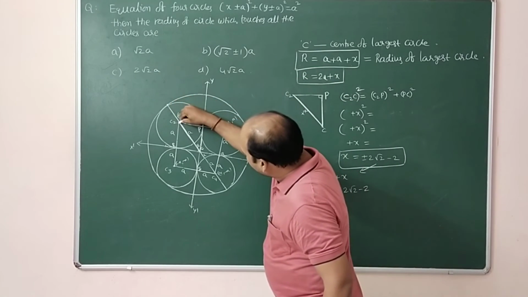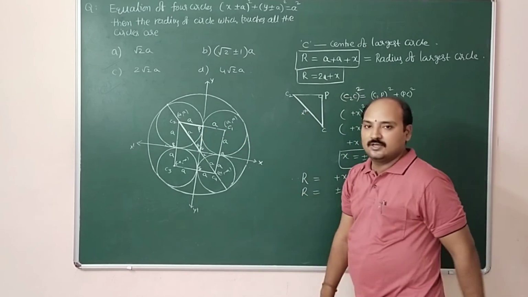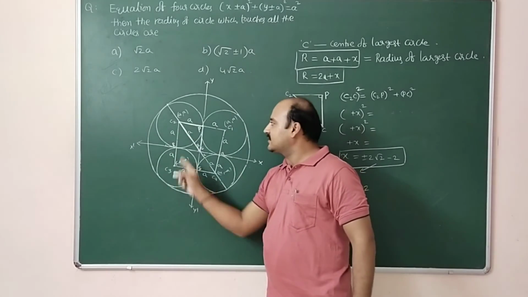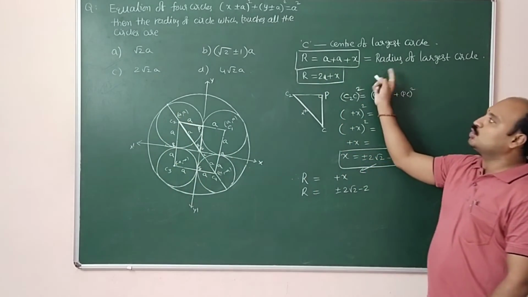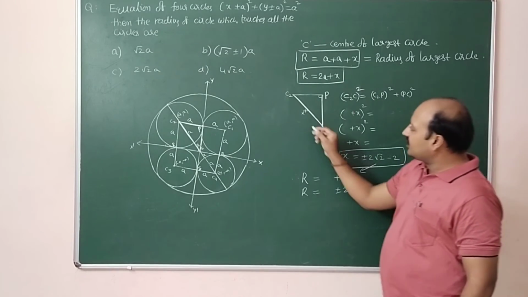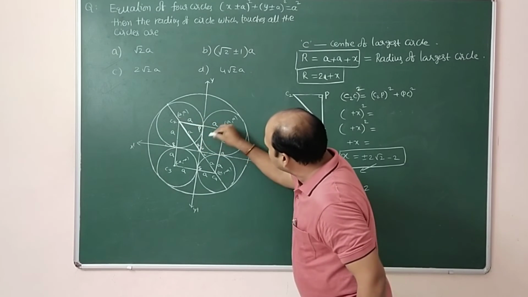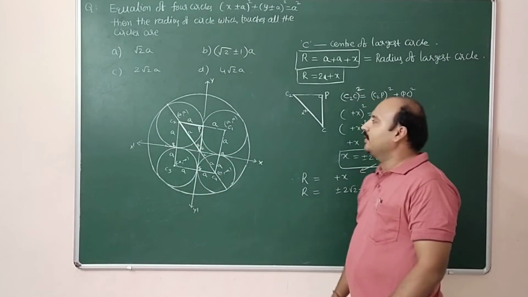So from here to here it is a, from here to here it is a, from here to here we are assuming that x. So the radius of the largest circle which touches all the circles is small a plus x. So a plus x is 2a plus x. After that, consider separating this right angle triangle here, either this one, or if you draw like this one, or this one you can take.